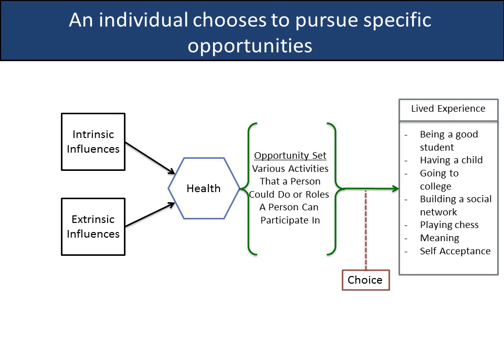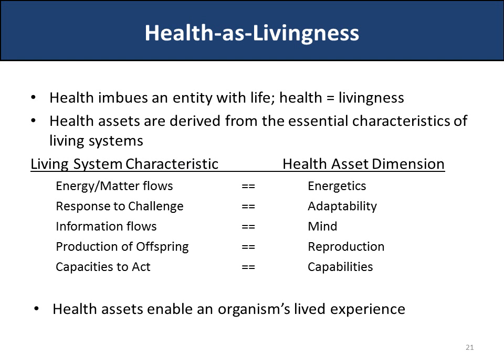So this is the very basic model of health that we hope the health-as-livingness theoretical construct will enable the elaboration of. We want to summarize by saying that our view of health-as-livingness starts with the notion of health as imbuing an entity with life. Health is livingness. Health assets are derived from the essential characteristics of living systems. Here we're showing the essential characteristics of living systems on the left and the health asset dimensions that are derived from those living system characteristics. Health assets are of instrumental value. They enable an organism's lived experience.